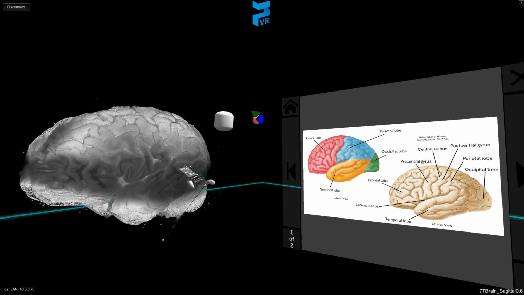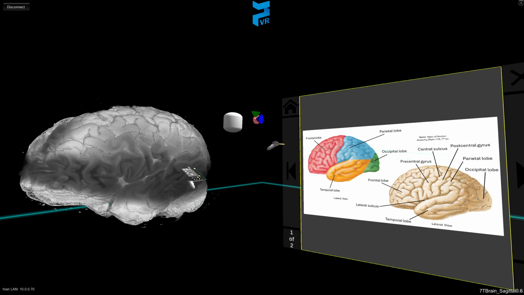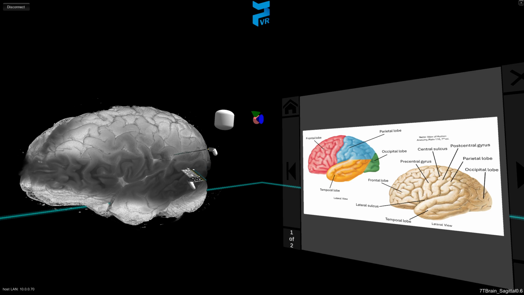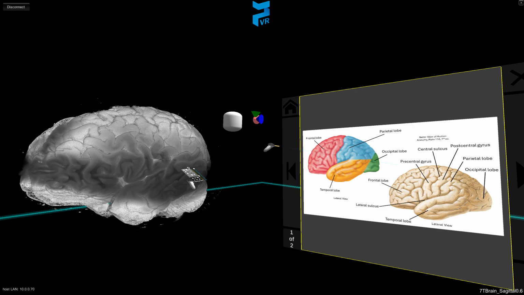Now moving posteriorly, we have the parietal lobe located right about here and in blue in this picture. And the parietal lobe is responsible for sensation, as it contains the primary somatosensory cortex, which is located in the postcentral gyrus, and that's seen over here in the picture and right about here in the scan. And the pre and post central gyri are separated by the central sulcus, which is seen right about here on the scan and over here in the picture.